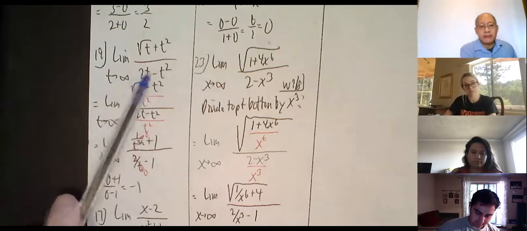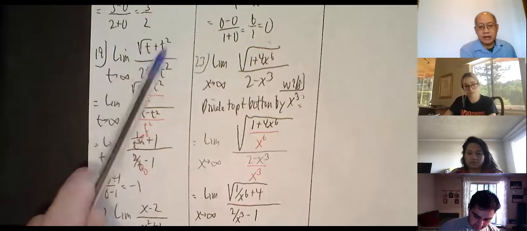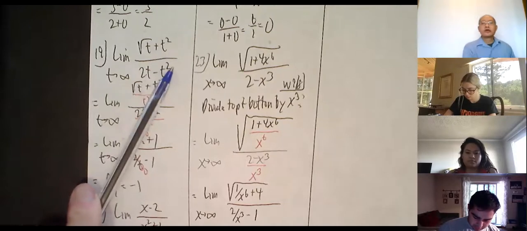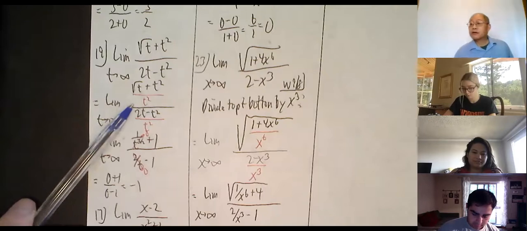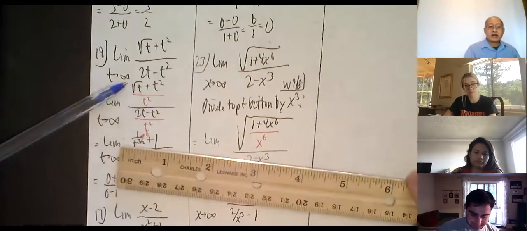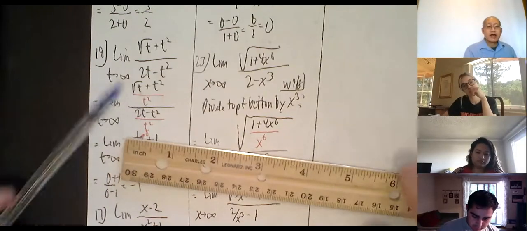Well, in any event, this is like second degree, although it's not really a polynomial, but its dominating exponent is 2, and the dominating exponent here is 2. So this time the trick is to divide top and bottom by t squared. So notice what I did over here. I have in red the original, divide top and bottom by t squared. And then I do the algebra.